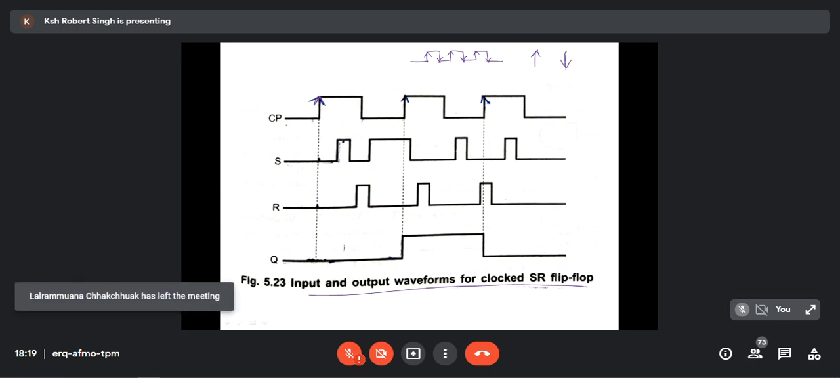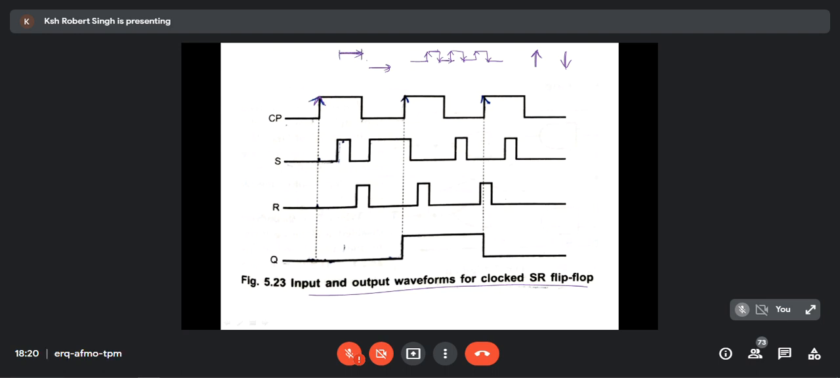At this point only it will be triggered. What is this? Positive level. And what about this bottom one? This is negative level. Positive level means from this point to this point, this much time it will be triggered. Edge trigger means at this small point of time it will be triggered.